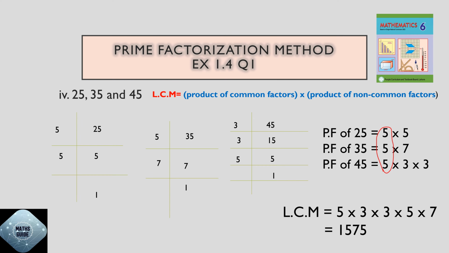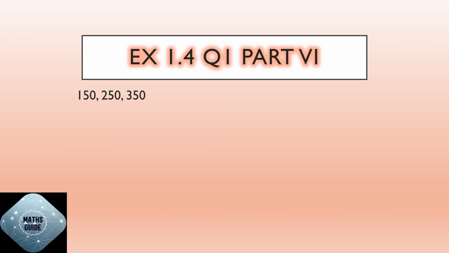Then we will find the common prime factors, that is HCF. So the HCF of these three numbers is 5. We will multiply the HCF by the non-common factors that are 3 into 3 into 5 into 7. So when we find the product of all these numbers, means we have to find the product of common factors into non-common factors. We will find the LCM, 1575.